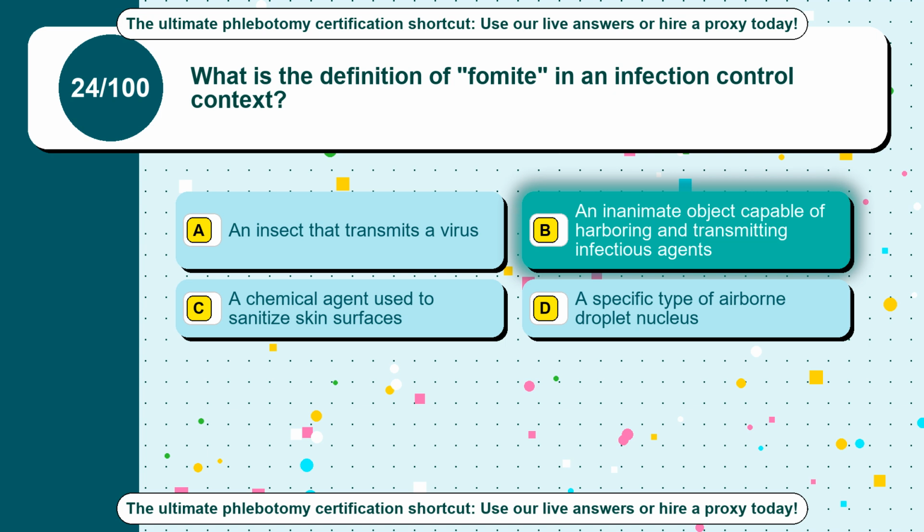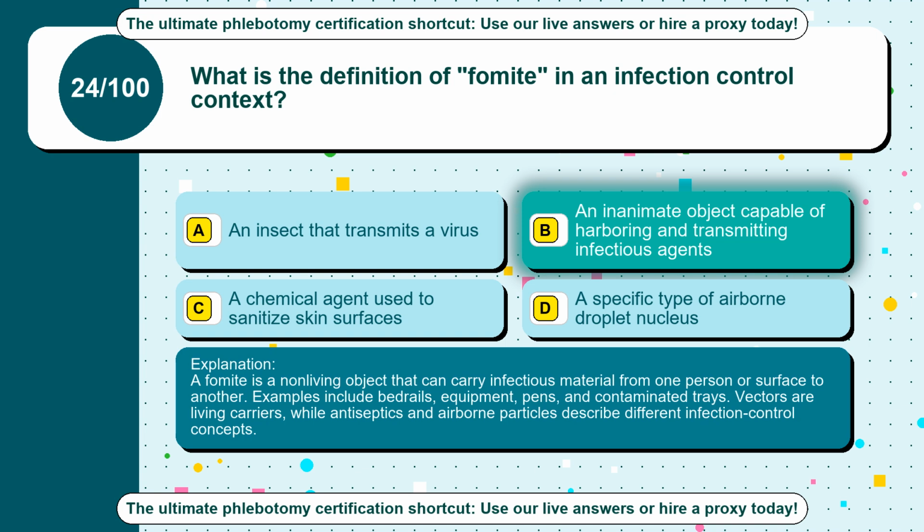An inanimate object capable of harboring and transmitting infectious agents. A fomite is a non-living object that can carry infectious material from one person or surface to another. Examples include bedrails, equipment, pens, and contaminated trays. Vectors are living carriers, while antiseptics and airborne particles describe different infection control concepts.